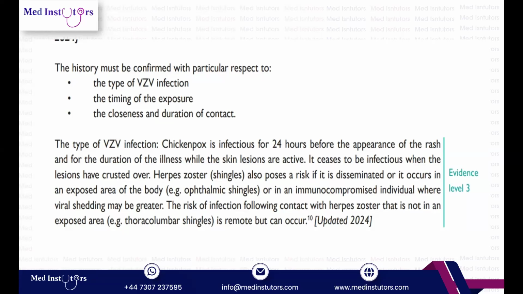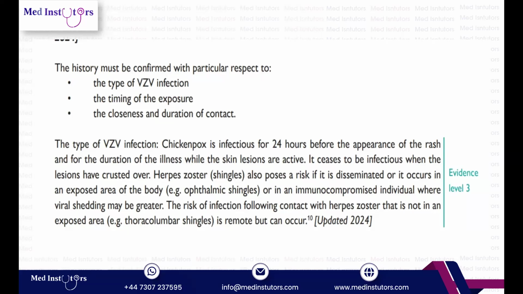So there are 3 conditions. One is when it is disseminated. Second, though it is localized, it is on an exposed part of the body. And third, when it is in an immunocompromised individual. All right, so that is important. 3 things to be remembered. However, the risk of infection following contact with herpes zoster that is not in an exposed area, like in the back, thoracolumbar, is remote, but it can also occur, right? So there are also chances, but fewer chances than in the other situations.